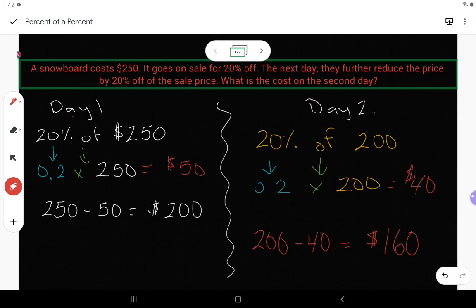So we had to take 20% off of the original price on day one. On day two, because it says off of the sale price, I took my sale price from day one and brought it over to day two, and then I took my 20% off of that sale price. Okay, now this is not a 40% discount. Okay, I'm not allowed to add them together.